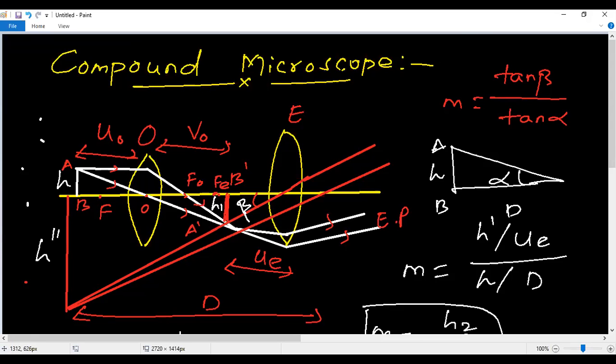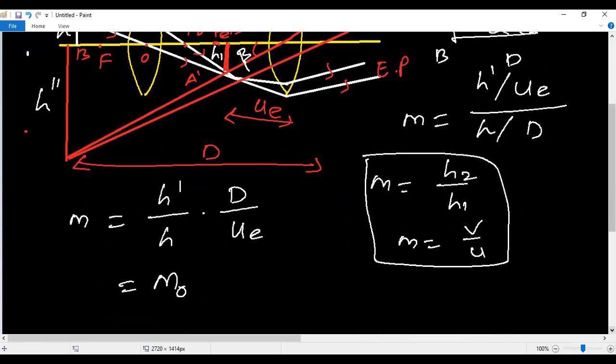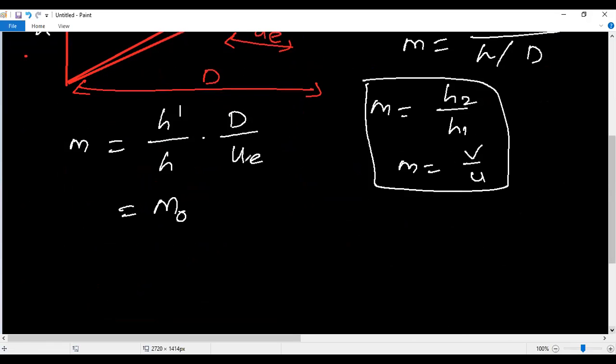Next, UE is the distance between the object and the lens, that is the eyepiece. D is the distance between the optical center and the image. M naught into ME. This is M.